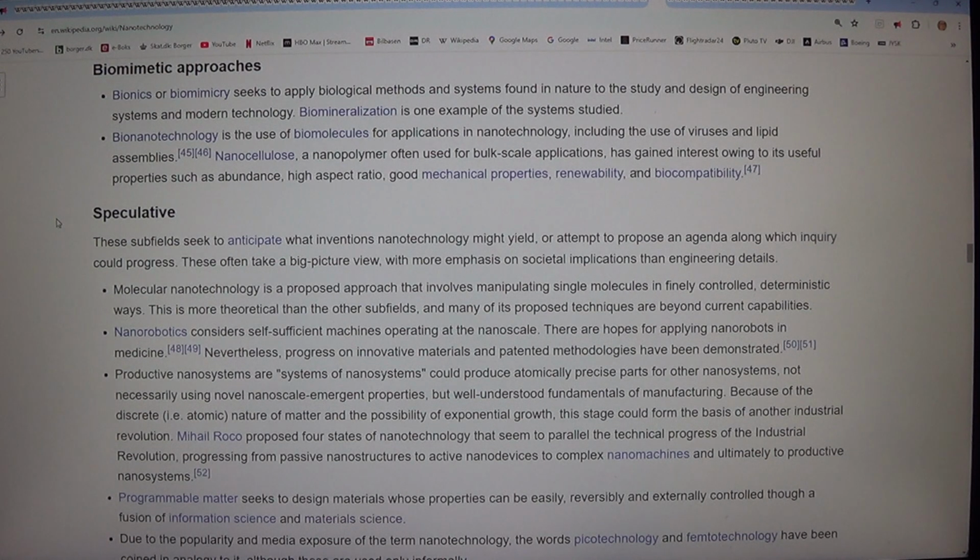Biomineralization is one example of the systems studied. 2. Nanotechnology is the use of biomolecules for applications in nanotechnology, including the use of viruses and lipid assemblies. Nanocellulose, a nanopolymer often used for bulk-scale applications, has gained interest owing to its useful properties such as abundance, high aspect ratio, good mechanical properties, renewability, and biocompatibility.